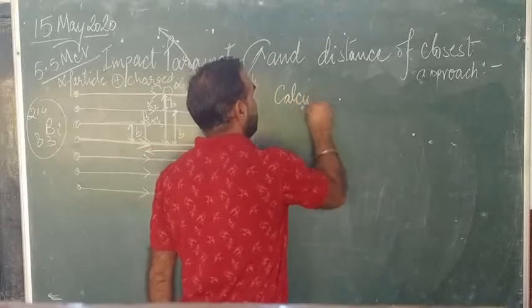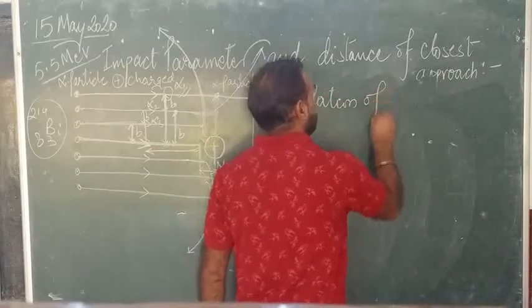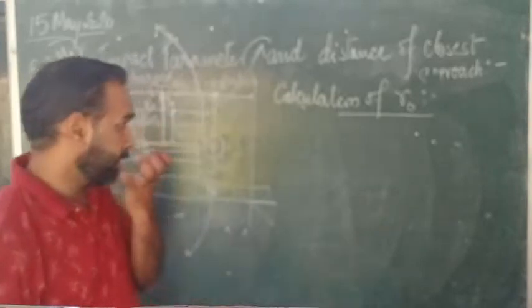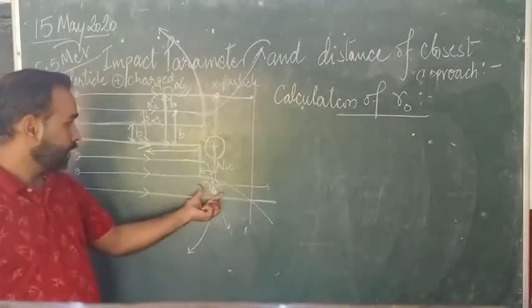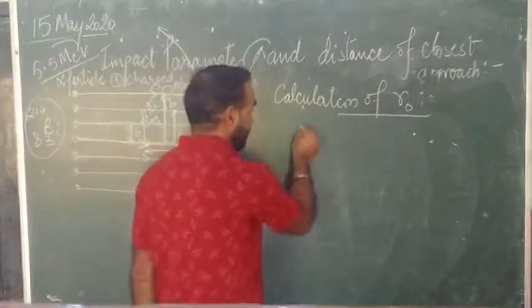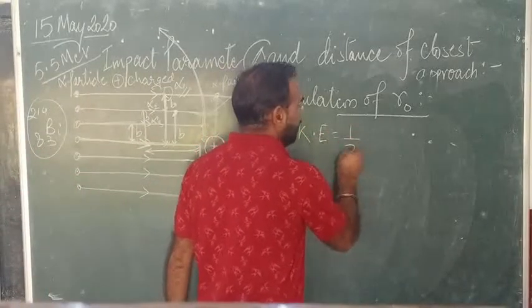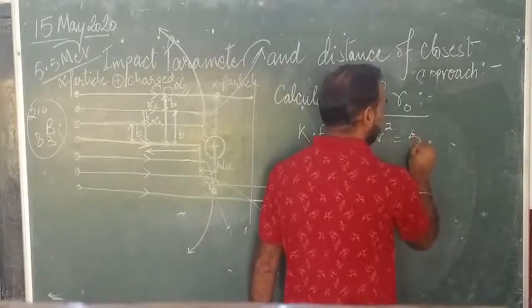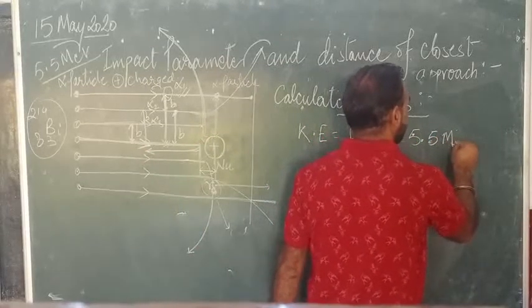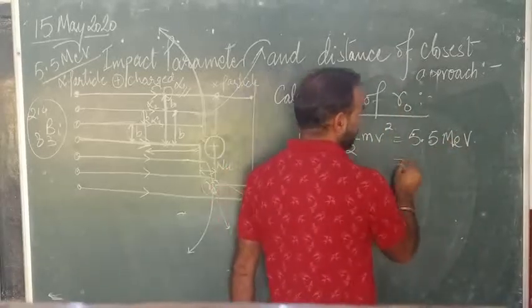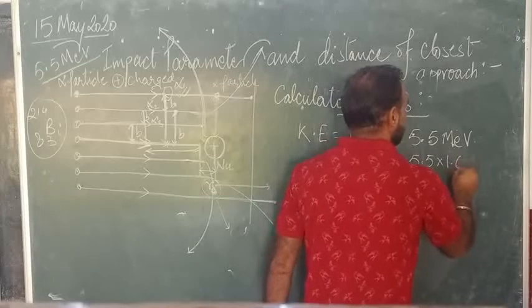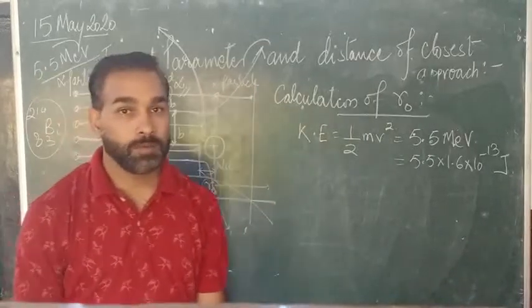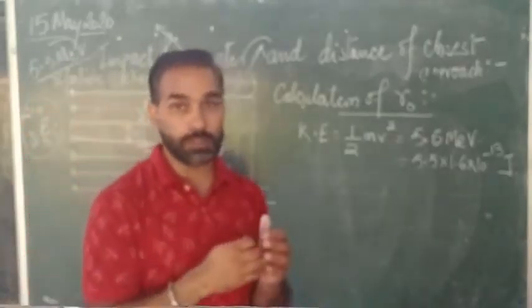So calculation of R, or in some books you will find it with D also. So there is nothing in that. So calculation of R naught, that means calculation of this distance of closest approach. So you know the kinetic energy is given by half mv square. And the kinetic energy for the alpha particles taken was 5.5 mega electron volt. If you convert it into joule, it will be 5.5 into 1.6 into 10 to the power minus 30 joule. So this is the kinetic energy with which the alpha particles are moving towards the nucleus.